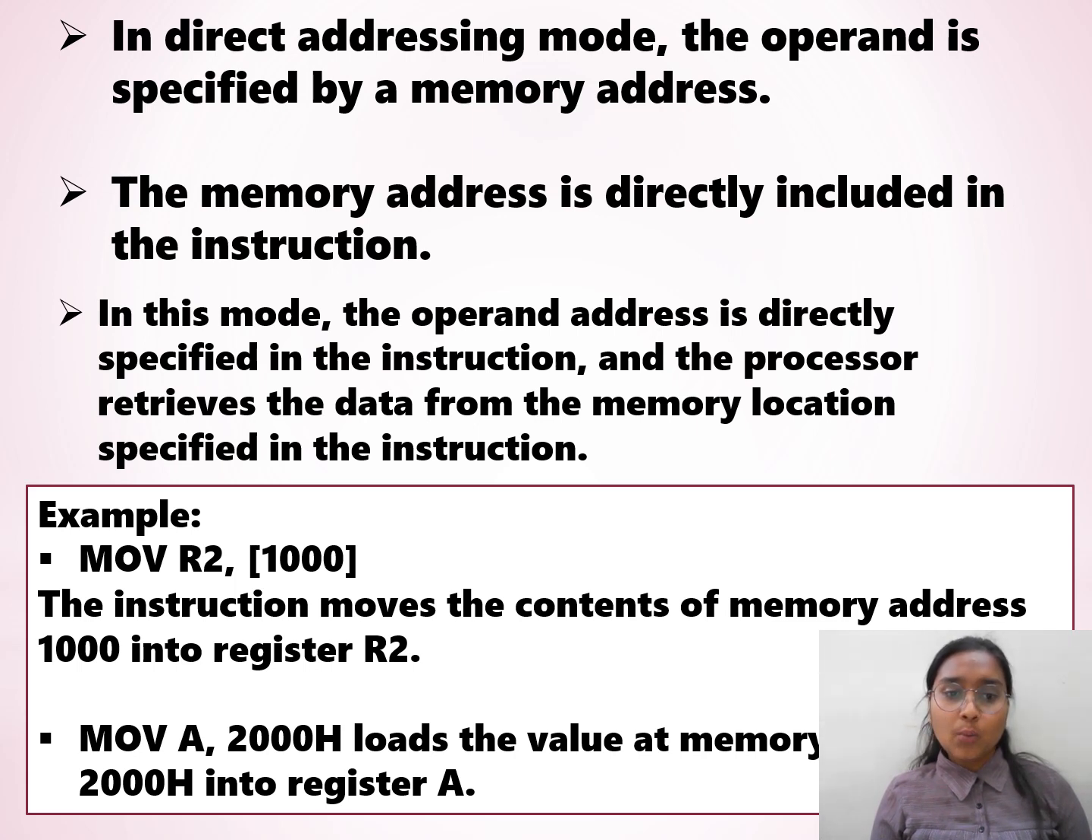Example is MOV R2, [1000]. The instruction moves the contents of memory address 1000 into register R2. Second example is MOV A, 2000H, which loads the value at memory address 2000H into register A.